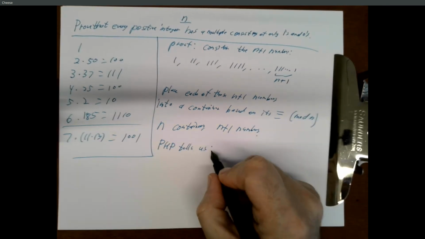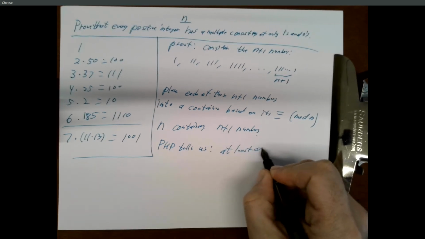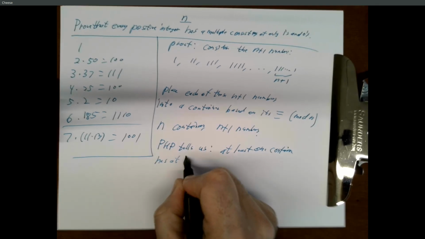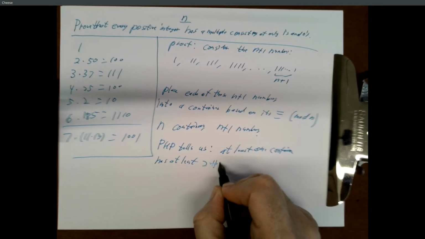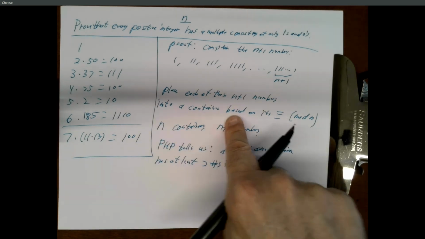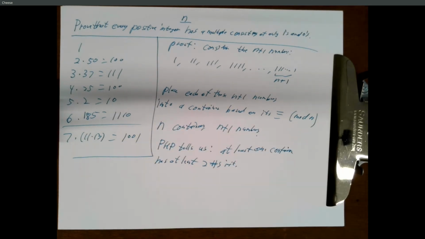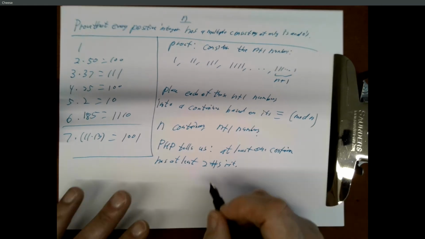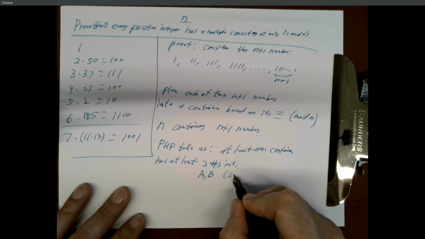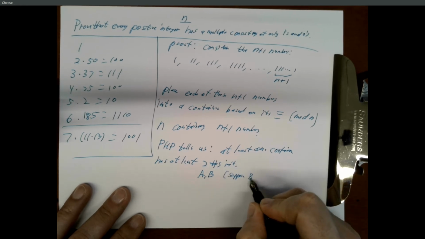So PHP tells us at least one container has at least 2 numbers in it. If 2 numbers are in the same container, it means that they are both congruent to the same thing modulo n. Right? We place them into their containers based on what they're congruent to mod n. So these 2 numbers, let's call them a and b. And let's just suppose that b is less than a.